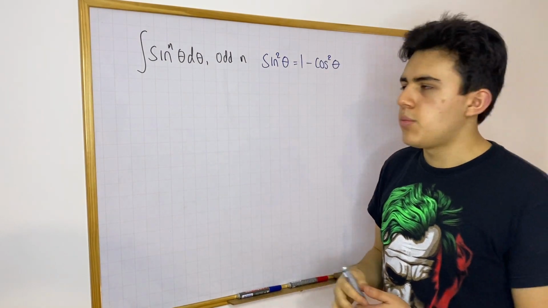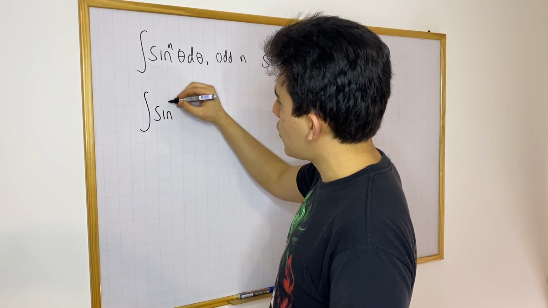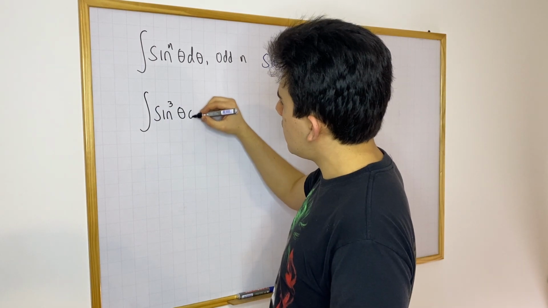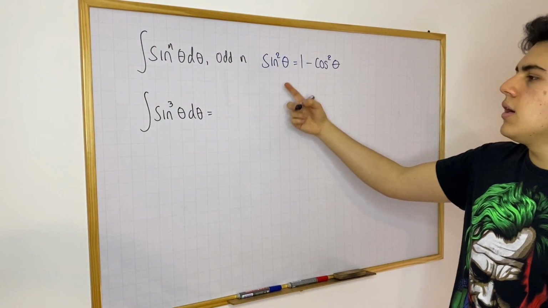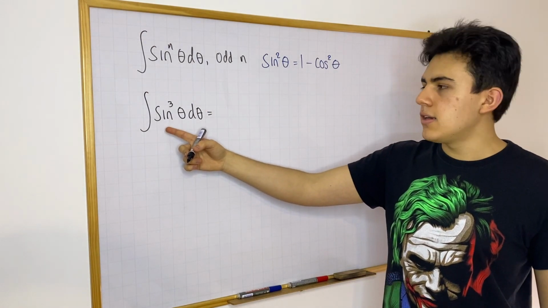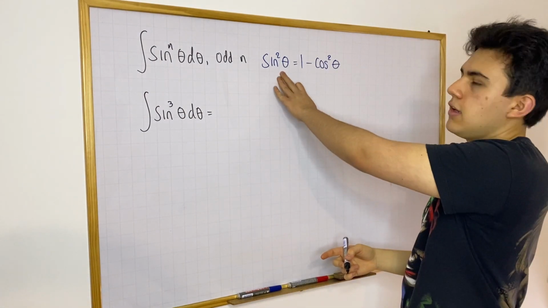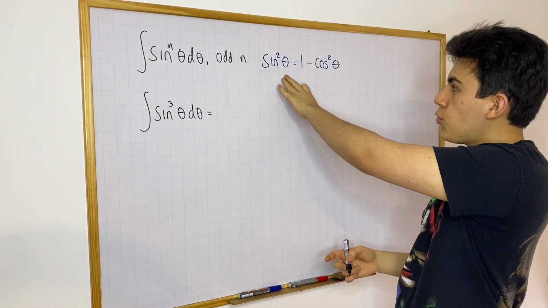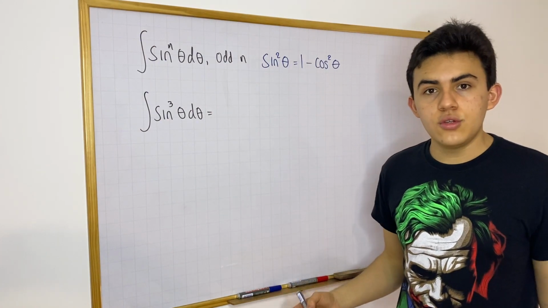So something really nice is going to happen when you use this formula, okay? Let me give you an example. Say that you have the integral of sine to the third power theta d theta. What do you do in this case? Well, if you use this formula, you can factor out a sine from this sine to the third power, and you're going to get sine squared. And you can rewrite sine squared in terms of cosine, and then you can use substitution.